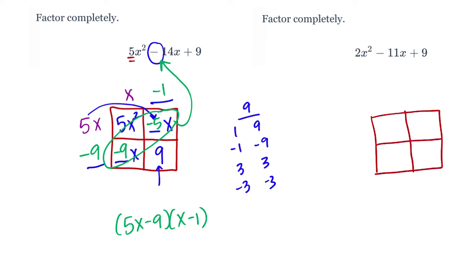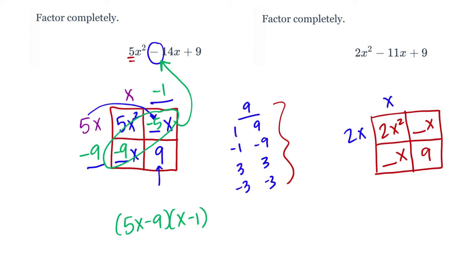So same idea over here. We need two things that multiply to give us 2x squared. That would have to be a 2x and an x. And then we still need two things that multiply to give us 9. So we can use these same guys as our options. And these need to combine to give us a negative 11x.